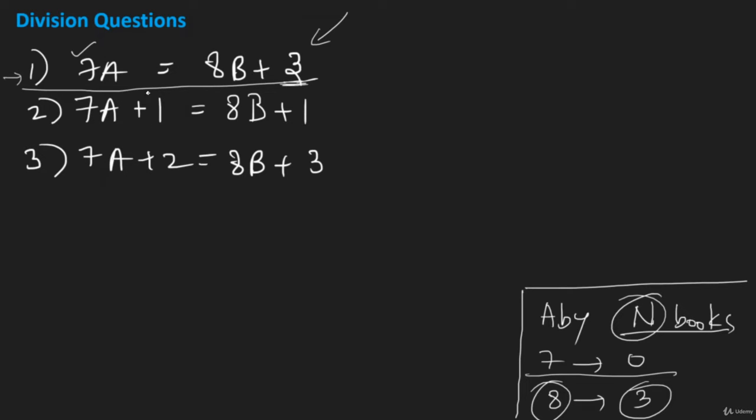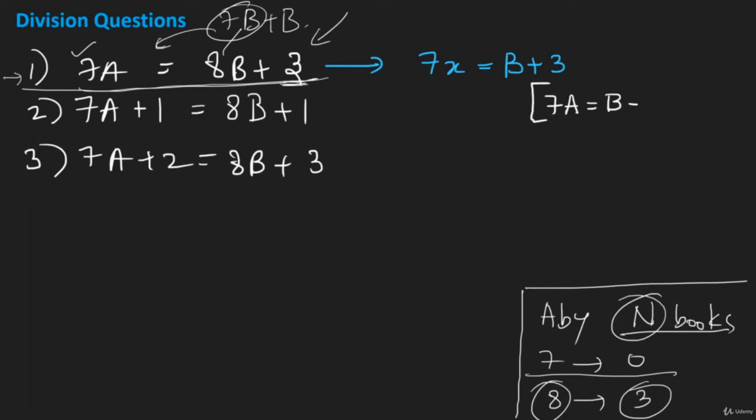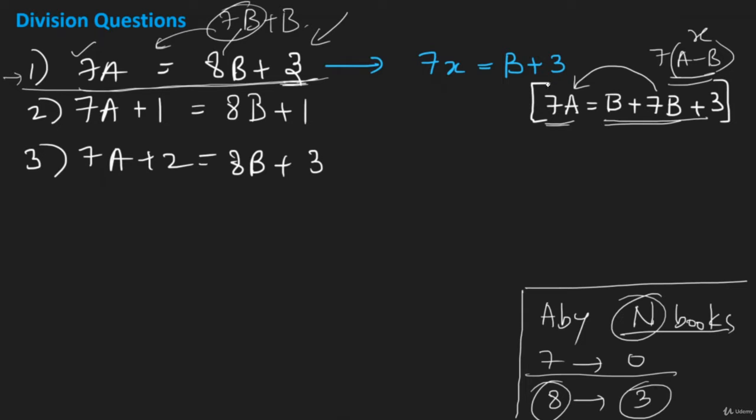Now let's quickly see how you can solve this type of equation. We have seen that in the Chinese remainder theorem section, but let's quickly revise. Over here I can write 8b as 7b plus b. So I have 7a, and I write this part as 7b plus b, and I take this 7b to this side. So I get 7 into a minus b, and I write a minus b as x. So I have 7x is equal to b plus 3.